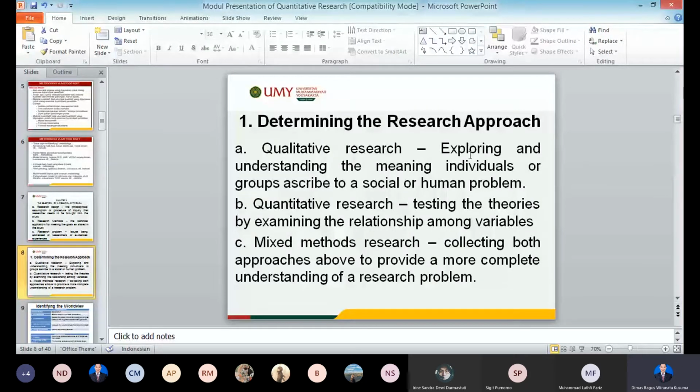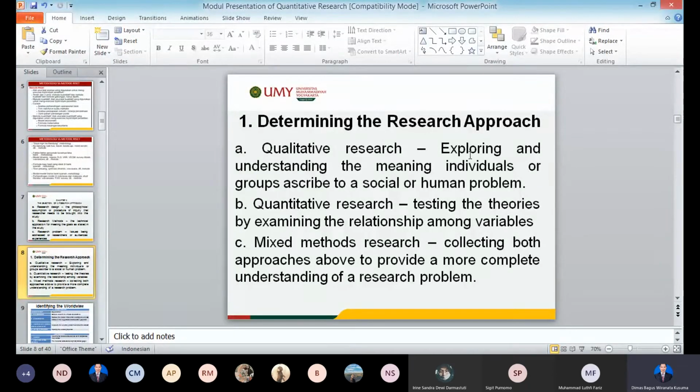And the second one is quantitative research. It is usually used to test theories, examining relationships among variables. So if your research tries to correlate or relate the independent and dependent variables, and you want to test whether this theory is correct or not, it means that you are using quantitative research.